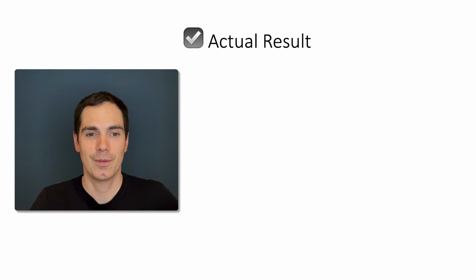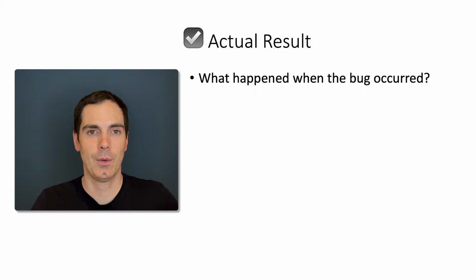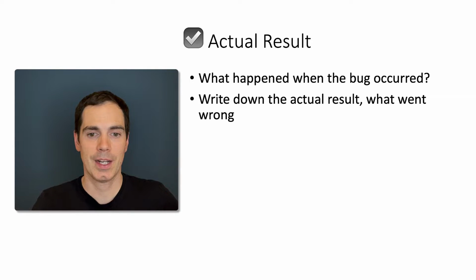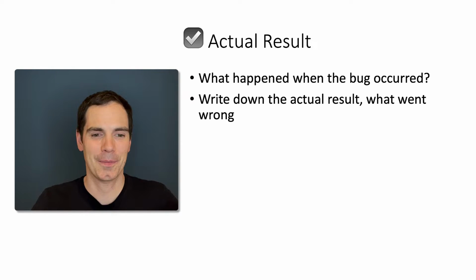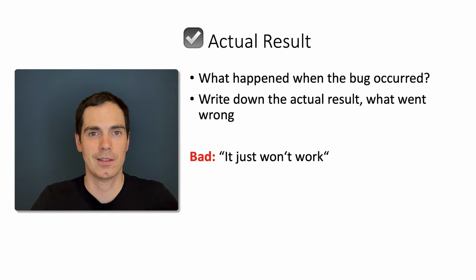You can already guess the next point in the bug report. What is the actual result? What have you seen while finding the issue? So what happened exactly when the bug occurred? Write down the exact result and exactly what went wrong. Again, the good and the bad, or the bad and the good. "It just won't work" is bad. It's not really helpful for anyone in the team.